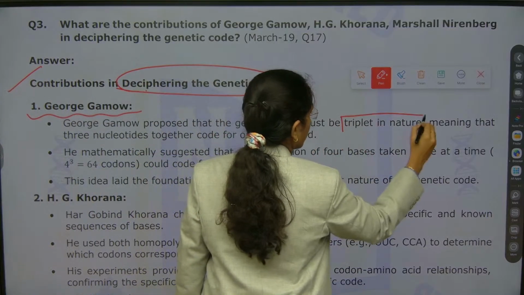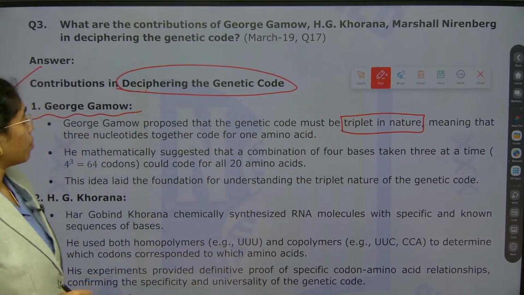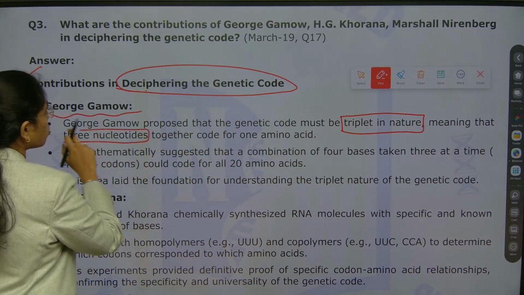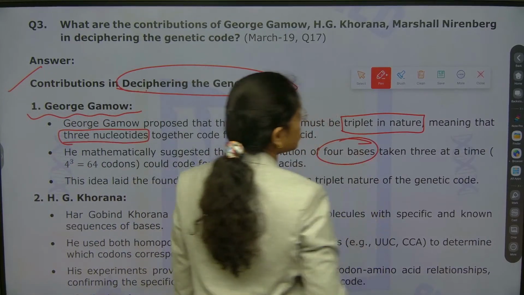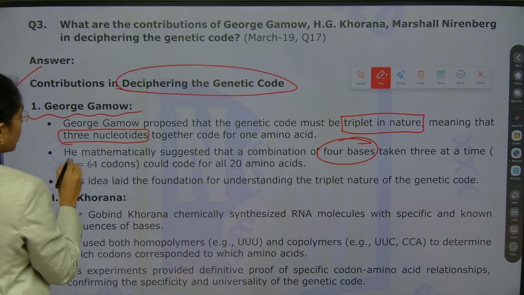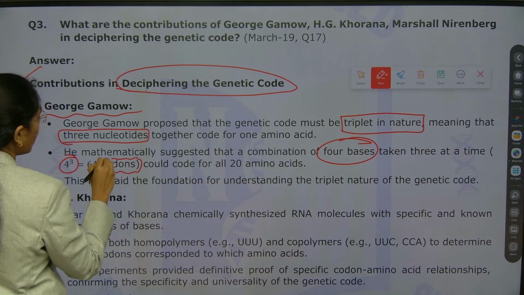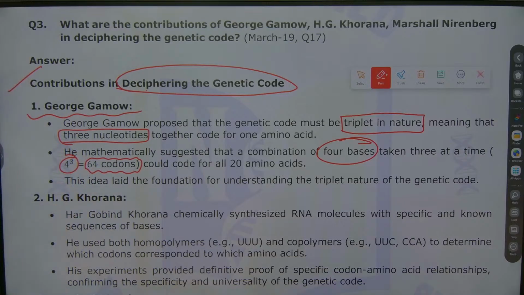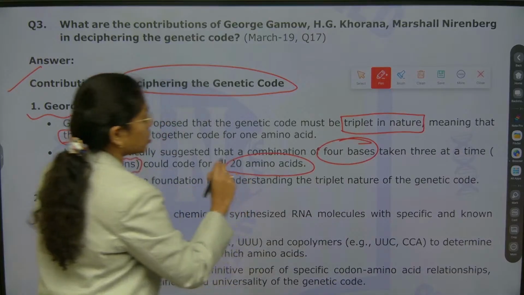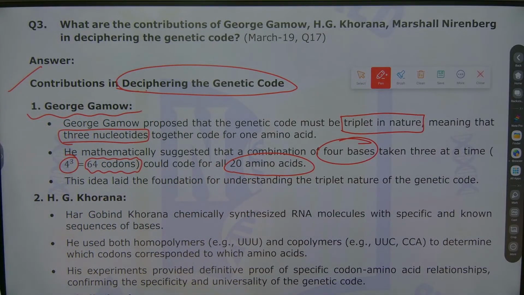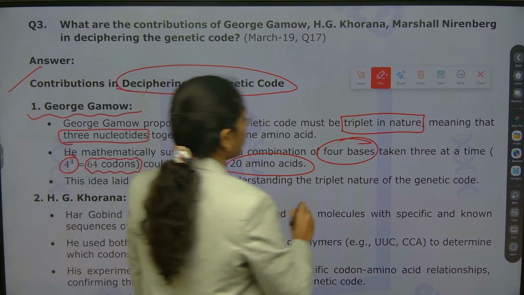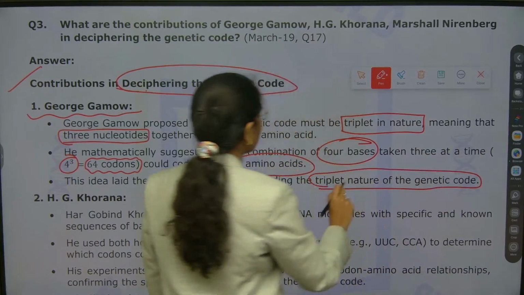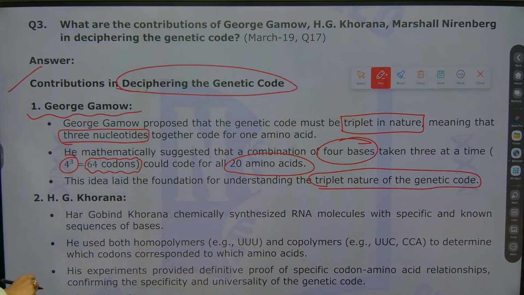A triplet in nature, which means that 3 nucleotides together code for 1 amino acid. He mathematically suggested a combination of 4 bases which are taken 3 at a time. So, here you will get 4 to the power of 3, overall how many codons? 64 codons, which will code for how many amino acids? 20 amino acids. It will code for all the 20 amino acids. This idea laid the foundation for understanding the triplet nature of the genetic code.